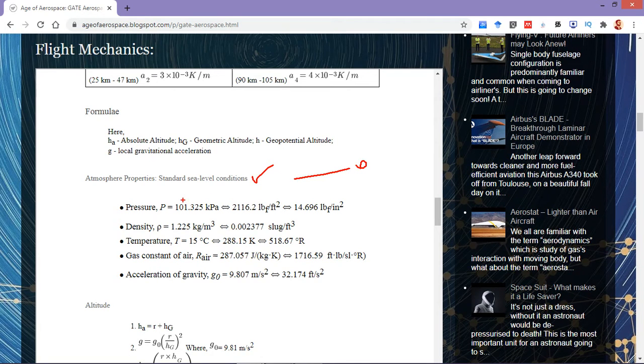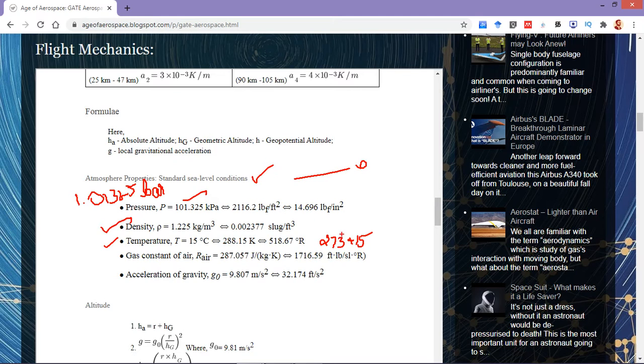101.325 kilopascal or 1.01325 into 10 to the power 5 pascal, or you can also write it as 1.01325 bar. So it depends on you. And moving on to the density, it is 1.225 kilogram per meter cube, and temperature is around 15 degrees Celsius, which in Kelvin is 288.15 Kelvin, which is nothing but 273 Kelvin plus the Celsius, that is 15 degrees Celsius.